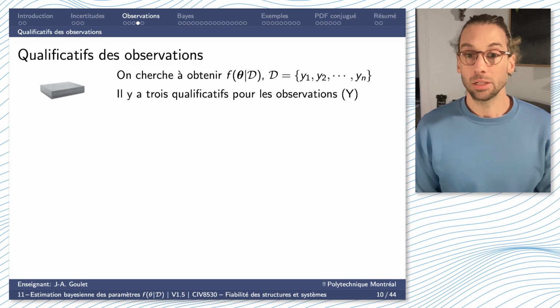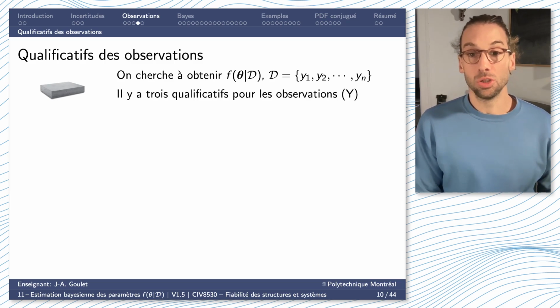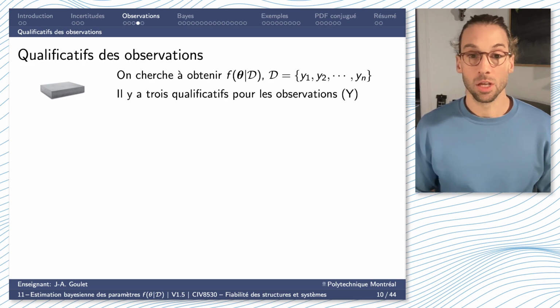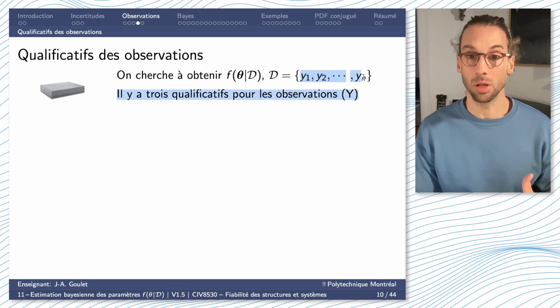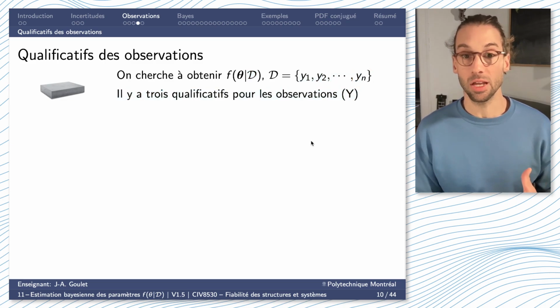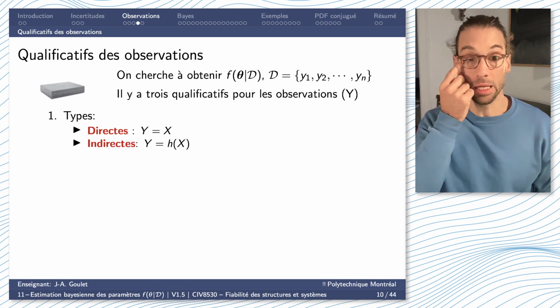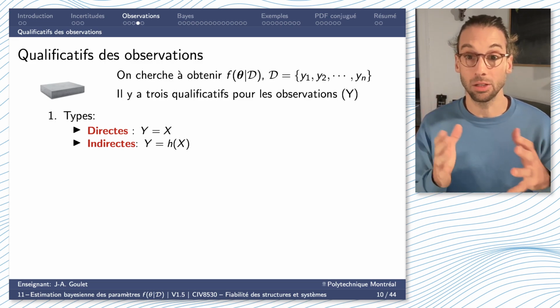So now let's look at what qualificative we can use to describe our observations. The end goal for us is to characterize the posterior density for theta knowing d, meaning the density of theta given that we've observed a collection of empirical observations. And these observations can be either in terms of type direct or indirect.